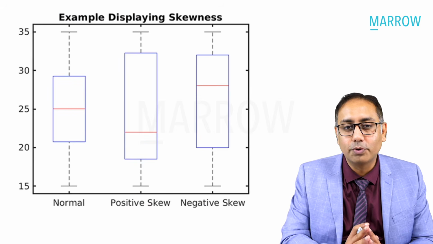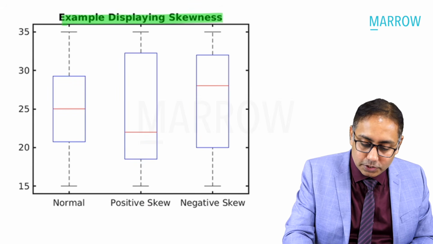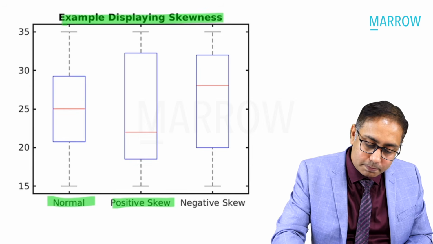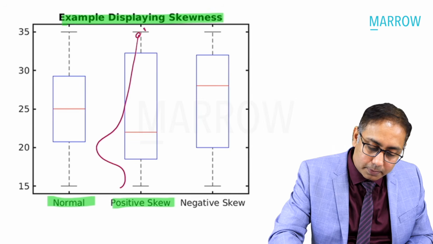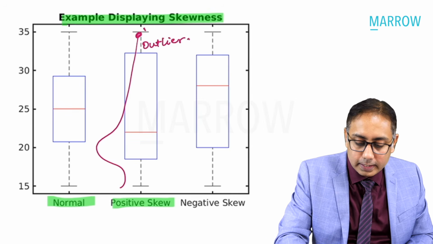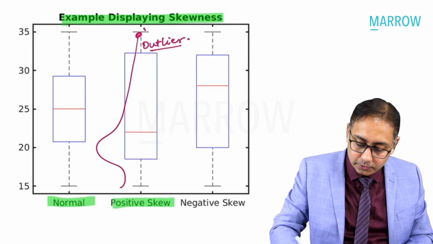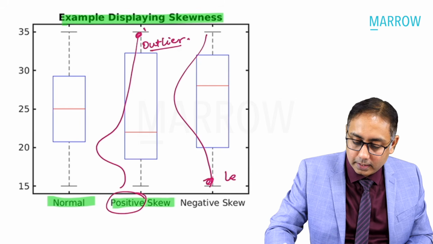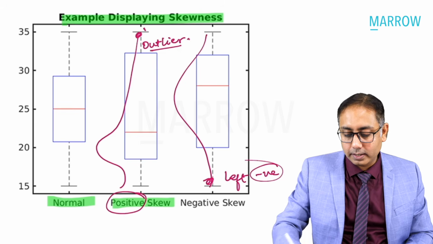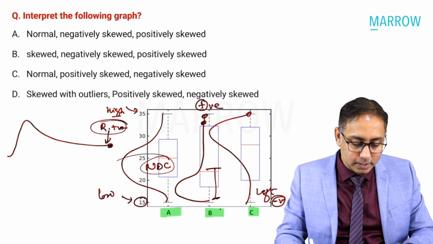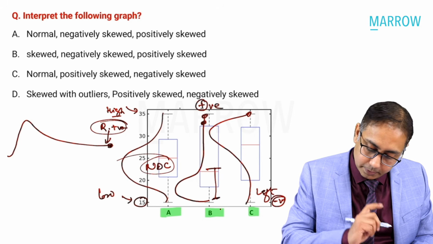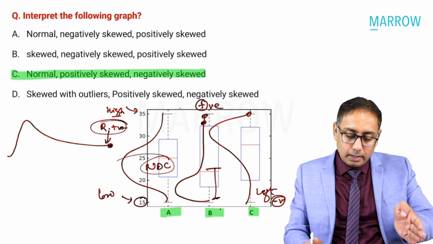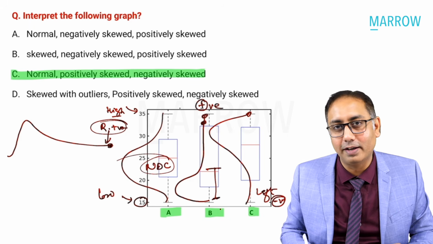So that is what this whole question was saying. Examples displaying skewness. So you have normally distributed data. You have a positive skew. Why positive skew? Because maximum values are on the lower side, but the outlier is on the right side, that is on the positive side. So it is called a positive skew. And over here you have the outlier on the left side. This is a left skew or a negative skew. That is what is written here. So which is your best answer over here? You would like to mark option C as your best answer: normal, then a positive skew, and then a negative skew.